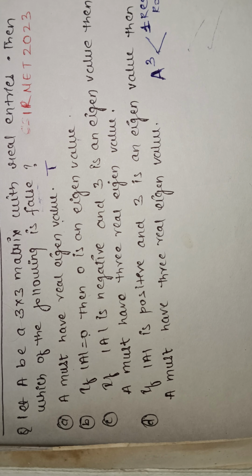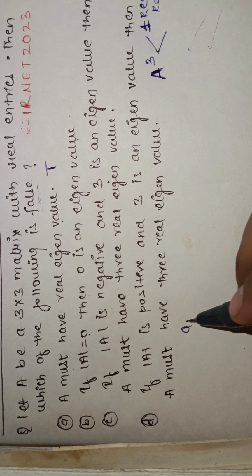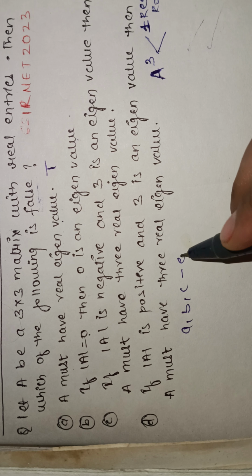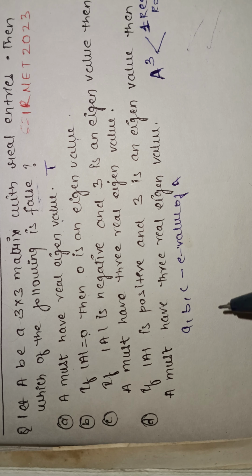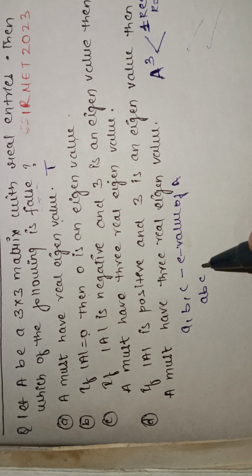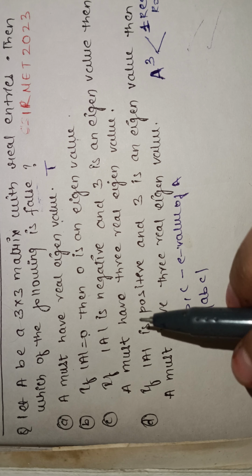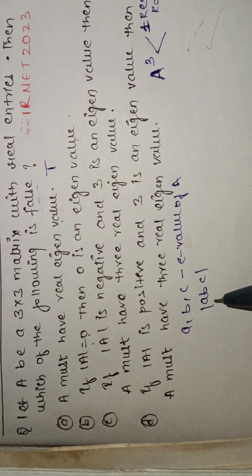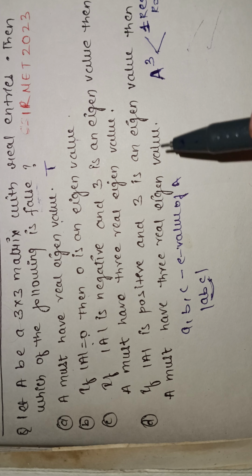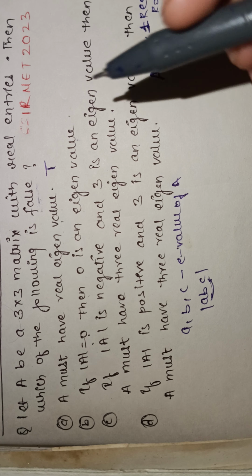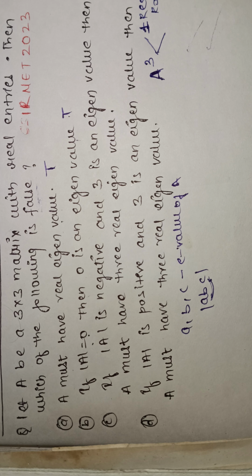Next, if determinant is equal to 0, then 0 is an eigenvalue of A. We know that for finding the determinant of the matrix, we have to multiply the eigenvalues of the matrix. So if a, b and c are the eigenvalues of matrix A, then abc is the determinant, and here the determinant is equal to 0. The product of the values is 0 if one of those values is 0. So 0 must be an eigenvalue of A. So this option is also true.